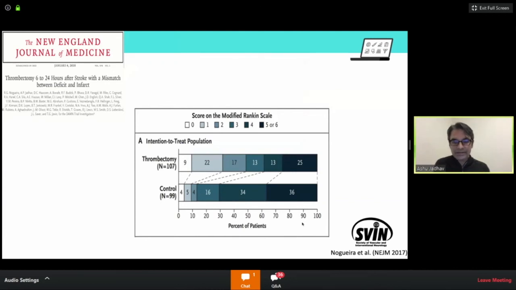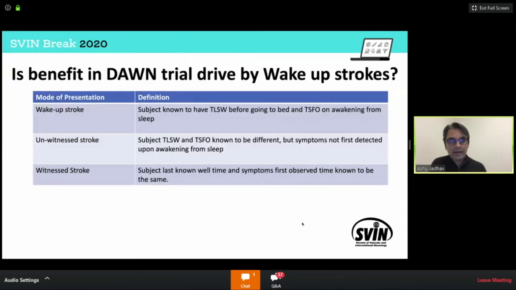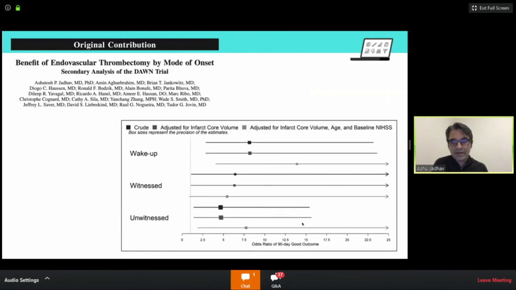And there was significant benefit for MRS 0 to 2 in this trial. And again, one of the criticisms in this kind of study is: was the benefit really driven by the wake-up population? We looked at this more carefully. We divided up the patients as wake-up versus witnessed versus unwitnessed, and you can see here that the odds ratio of good outcome is in favor of thrombectomy across the different modes of presentation.